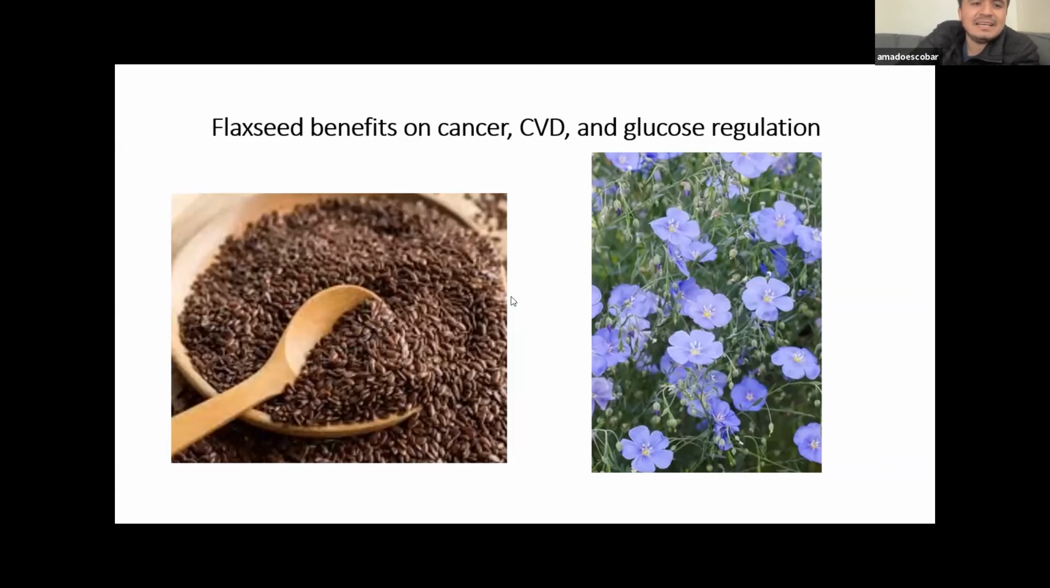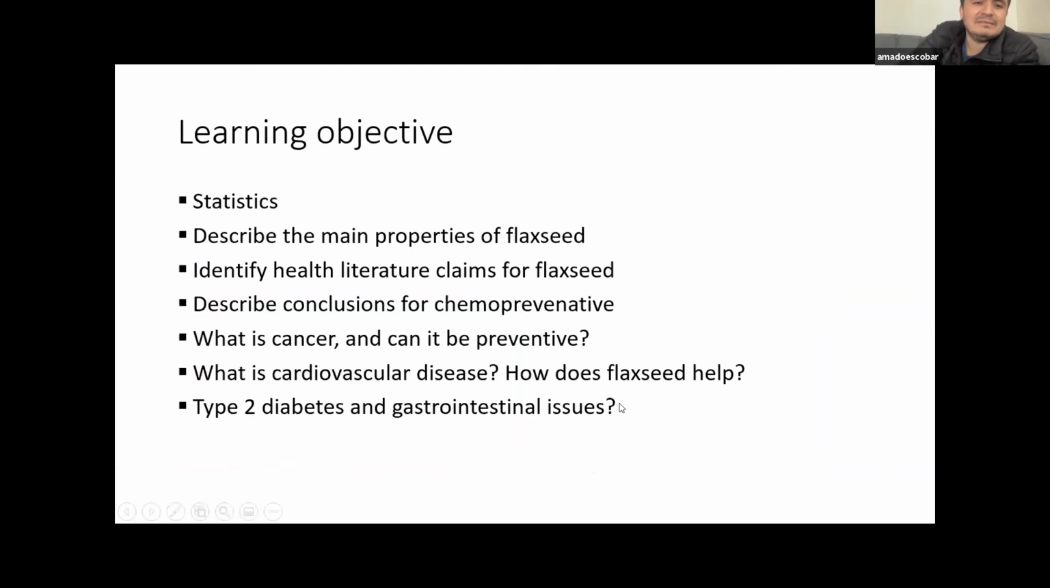Will you go to the next slide? Yeah. So those are the objectives, and also how flaxseed helps in cardiovascular disease and diabetes, and how it's regulated. Basically, for diabetes there's not much research, but there's evidence that it really helps to regulate blood glucose. We can go to the next slide.